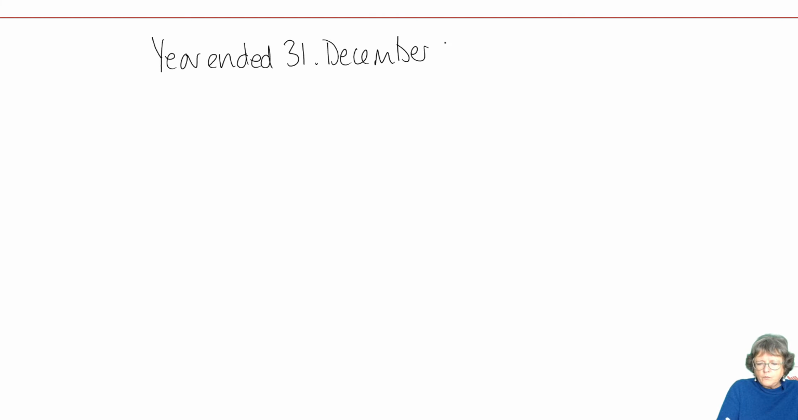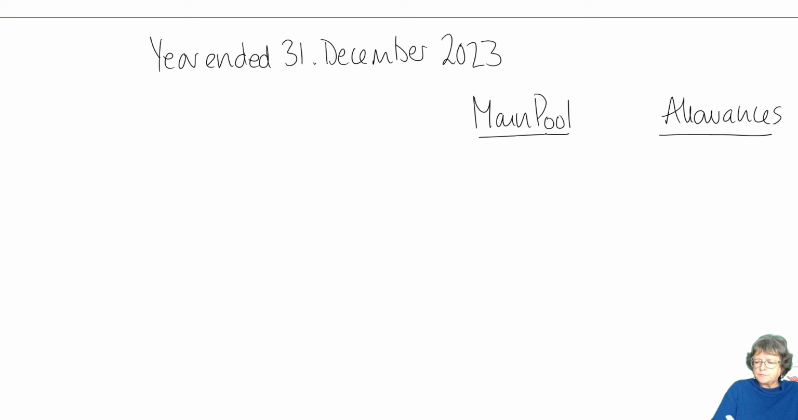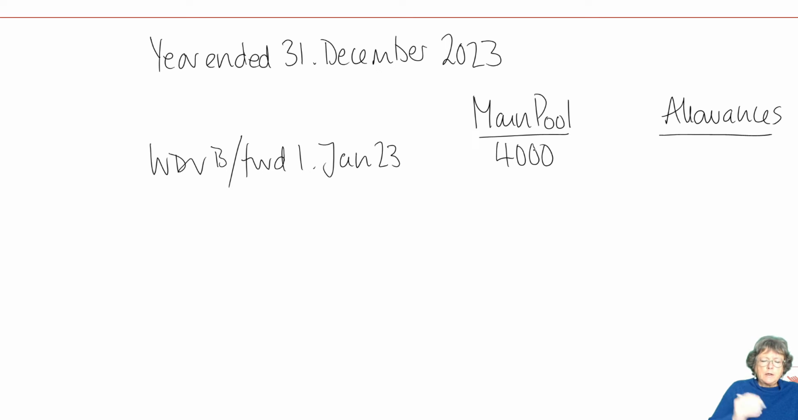So we are going to do the year ended 31st of December 2023, and we have a main pool only. Always set up your pro forma nicely first. Written down value brought forward at the 1st of January was £4,000. Now always put your additions in first. Always put them in, tick them off as you're doing them.